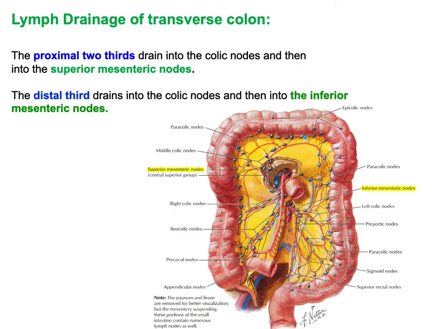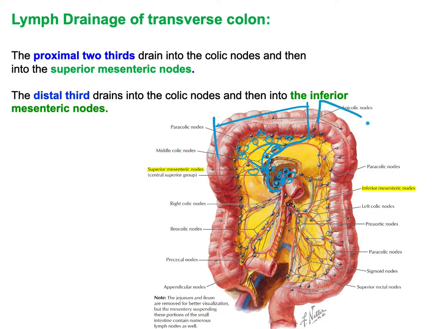That means the proximal two-thirds of the transverse colon will be drained into these lymph nodes that follow the branch of the superior mesenteric, which is here. In this case, this is the middle colic artery, right? And these lymph nodes, we call them middle colic lymph nodes. And they, of course, drain into the nodes around the superior mesenteric artery, we call them superior mesenteric nodes.